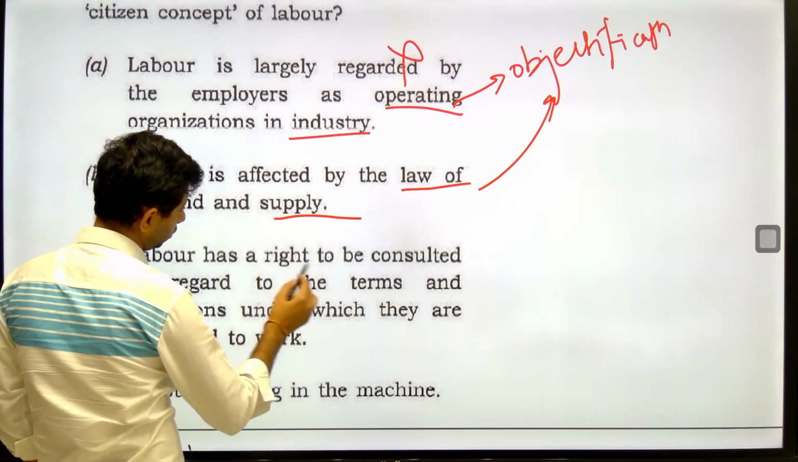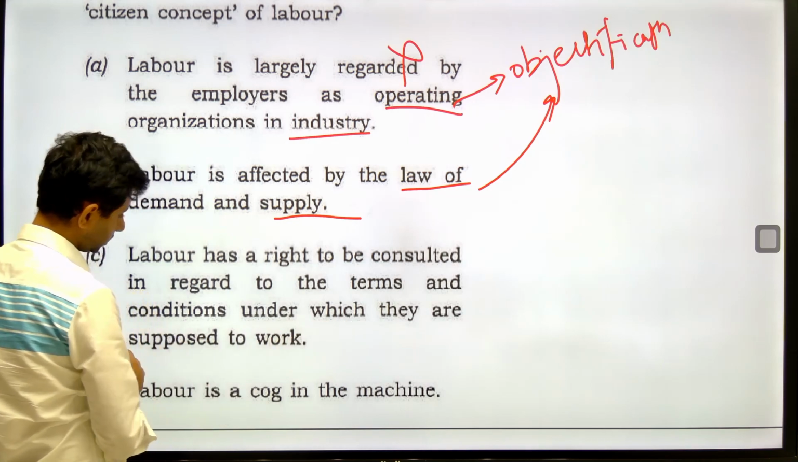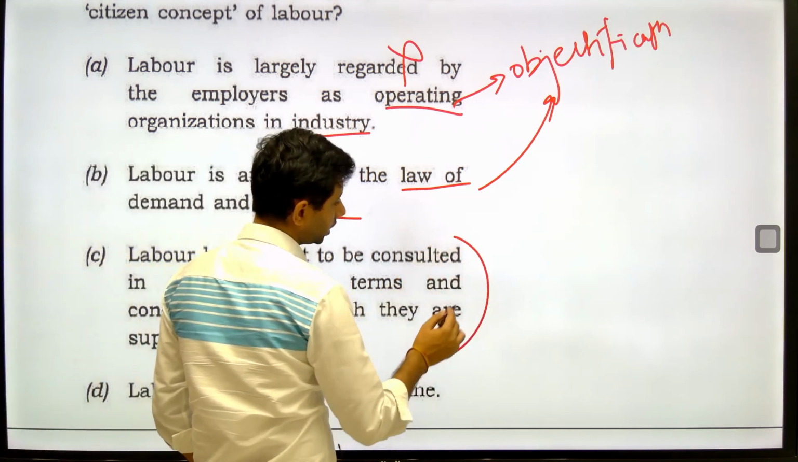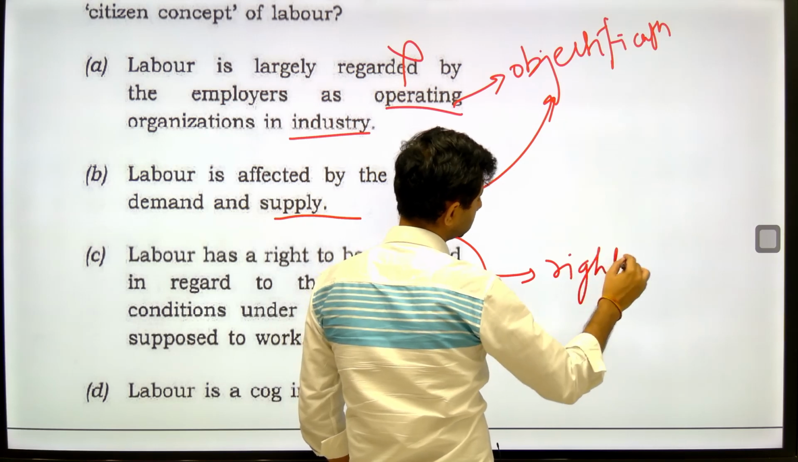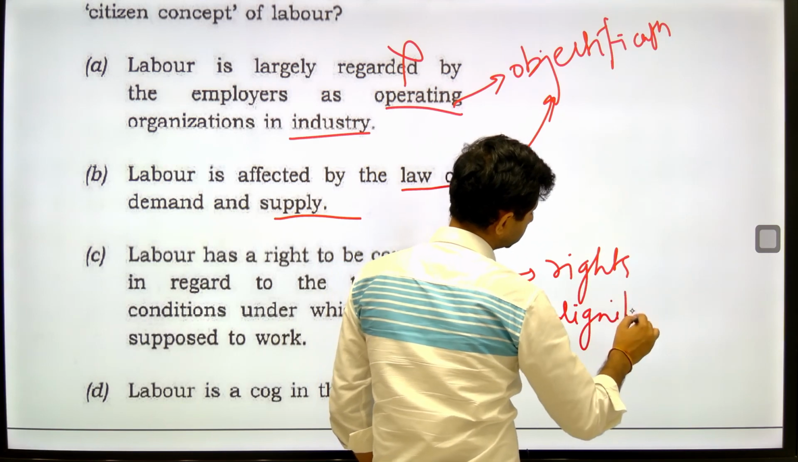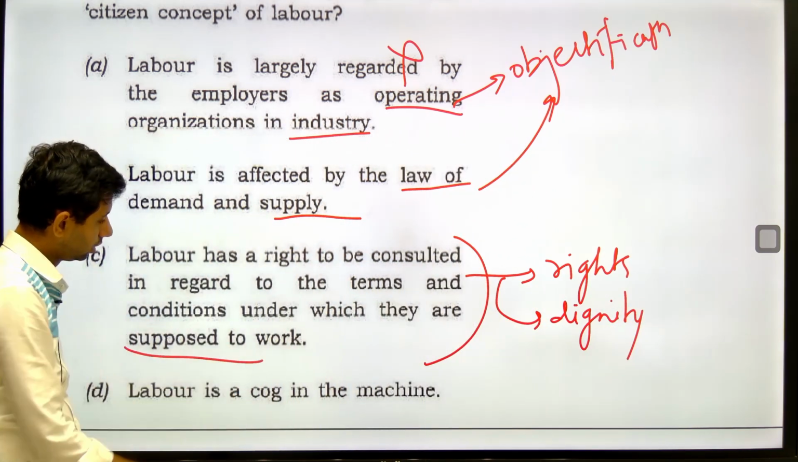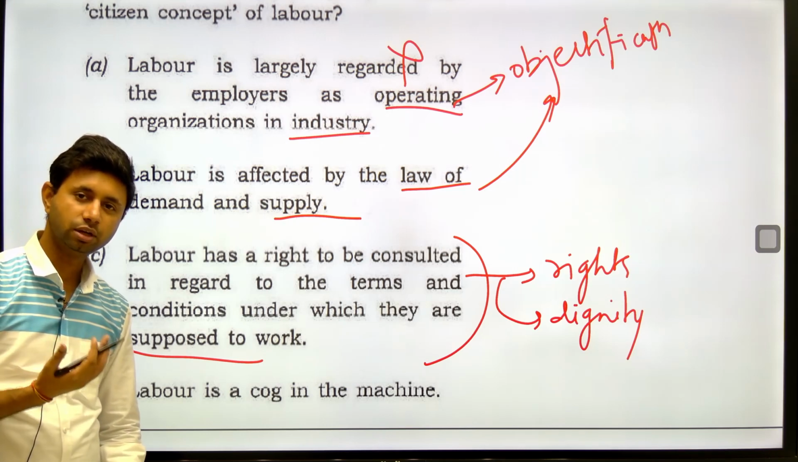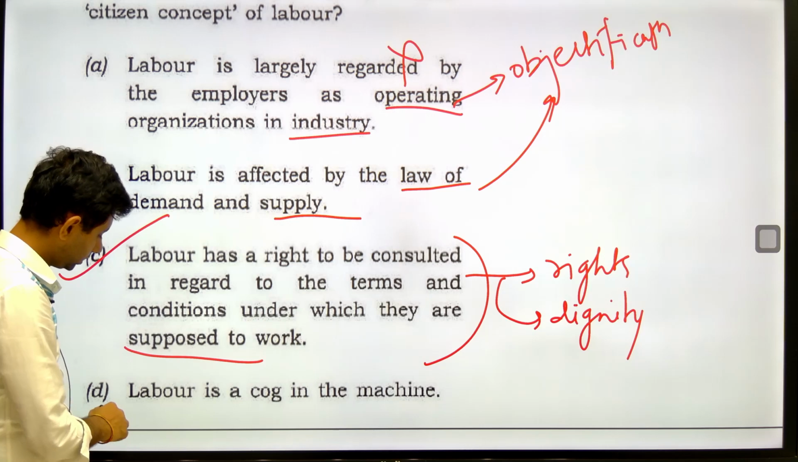Labor has a right to be consulted in regard to terms and conditions under which they are supposed to work. So this statement actually talks about rights of worker, it talks about dignity of worker, because it is actually consulting the worker before charting out the terms and conditions of its employment. So this should be correct, and let's see the last option.